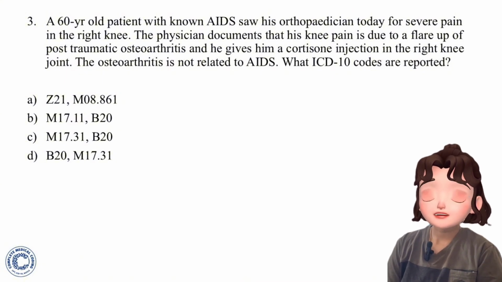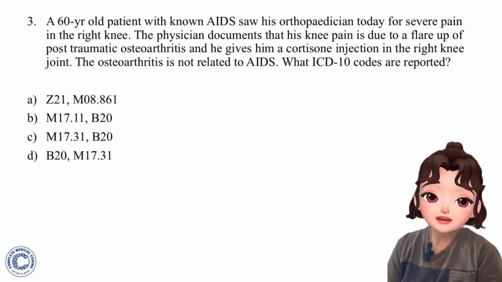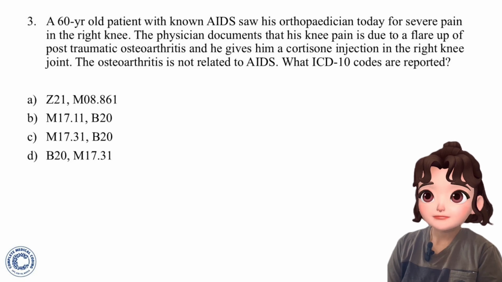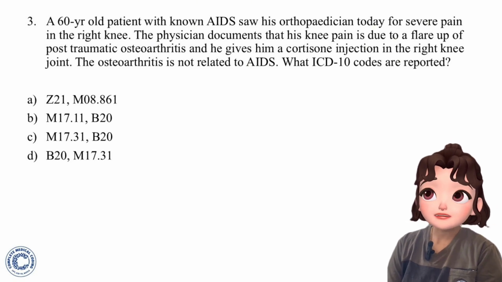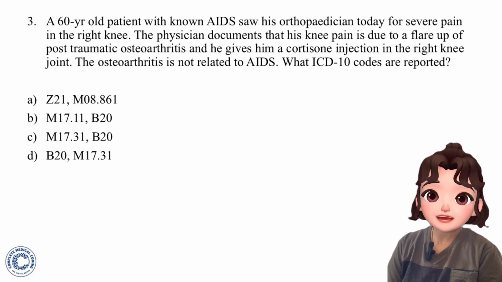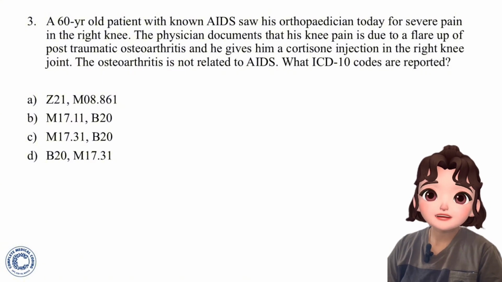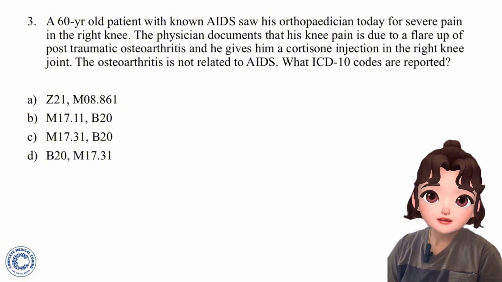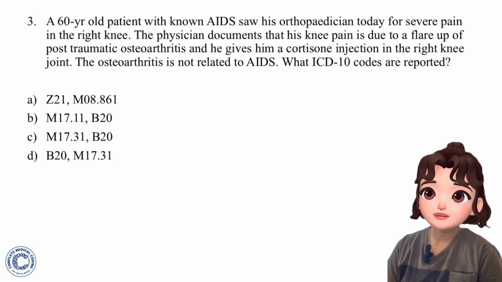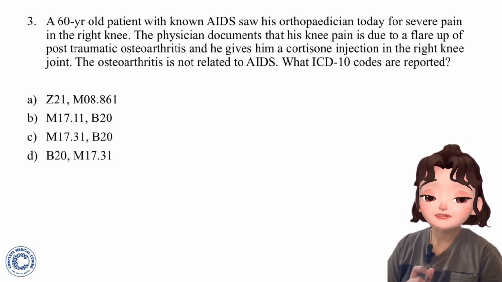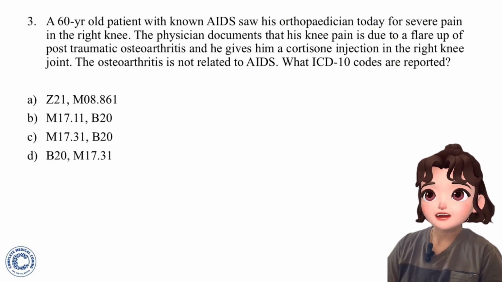Okay. So here the patient has AIDS. The patient is a known case of HIV. But the patient is here to see the orthopedic for what condition? For his pain in the right knee. Pain in right knee. And then the orthopedician confirms that he has post-traumatic osteoarthritis. He is diagnosed not just with osteoarthritis, but post-traumatic osteoarthritis. That is the exact diagnosis. So you have to code for post-traumatic osteoarthritis.